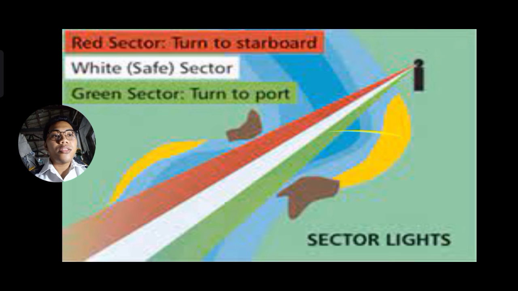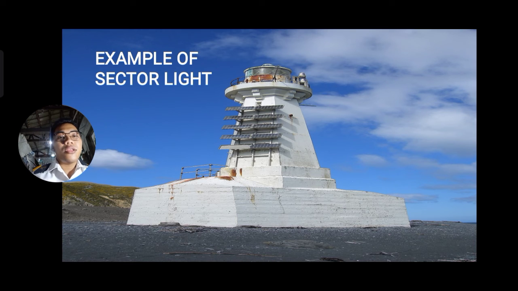As an example, you can see that black spar that shows the red, the white, and the green. And this is the actual picture of sector lights. So this will show the red, the white, and the green lights.